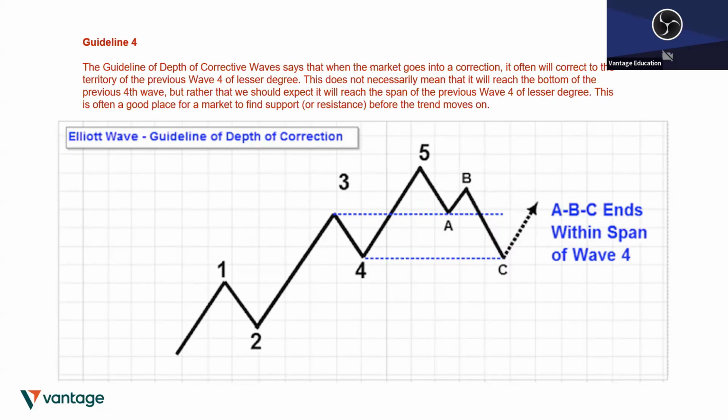So the guideline of depth of correction says that when the market goes into correction, it often will correct to the territory of the previous wave 4. So if we're done with A, B, C, D, E, and then we now start with the A, B, C, the A, B, C often, not all the time, will go into the territory of the start of wave 4. Obviously, not all the time, but most of the time.